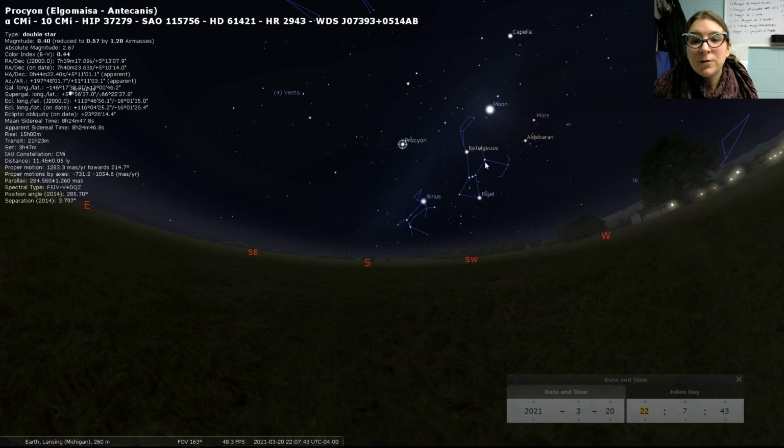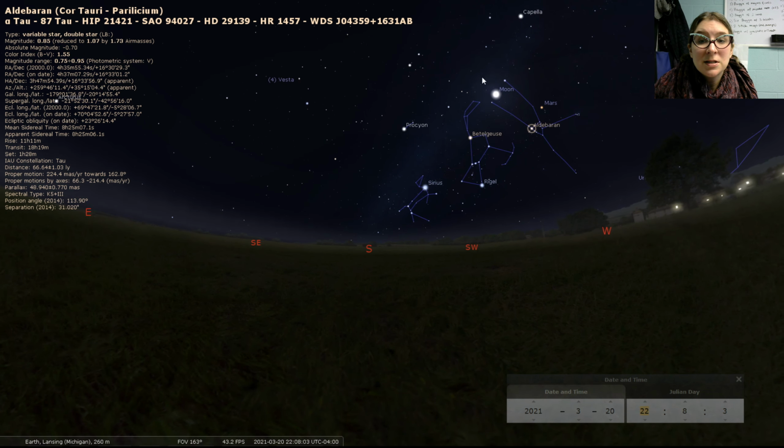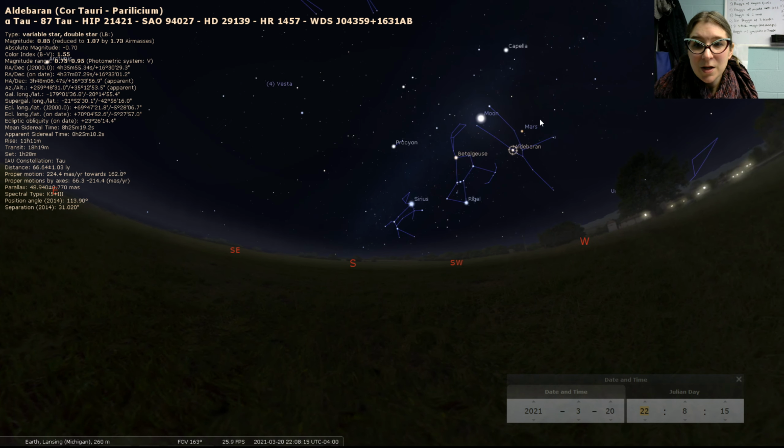We can also follow the belt upwards in this direction to find Aldebaran, which means the follower in Arabic because it follows the Pleiades star cluster over here. And this is part of Taurus the bull. And so on the spring equinox, you'll see the moon is right in between the horns of Taurus the bull, so go check that out. And also near the bull is Mars, which is a very nice planet to go outside and see. You can go outside and say hi to Perseverance the rover that just landed on Mars a few weeks ago. So we're very excited about that latest Mars rover.